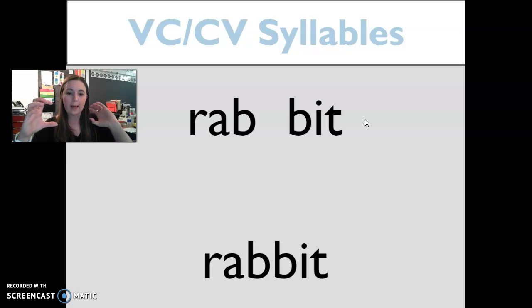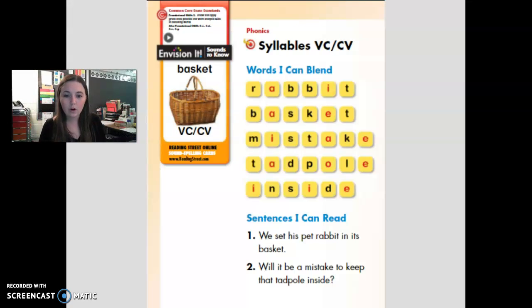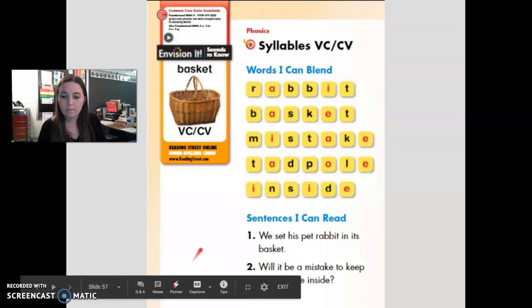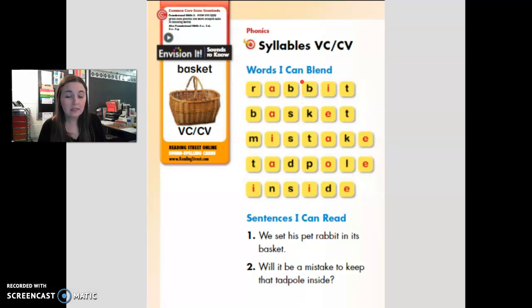Now I have rab and bit, rabbit. Now these are not compound words, because rab is not a word by itself. These are syllables, so they're 2 pieces of 1 word. All right, so let's look at this one. I can chop it up in between the 2 B's. It's a lot easier when there are twin letters, okay? But sometimes they're not going to be twin letters, so we need to remember it's got to have vowel, consonant, consonant, vowel. So let's chop it and let's read the first part.